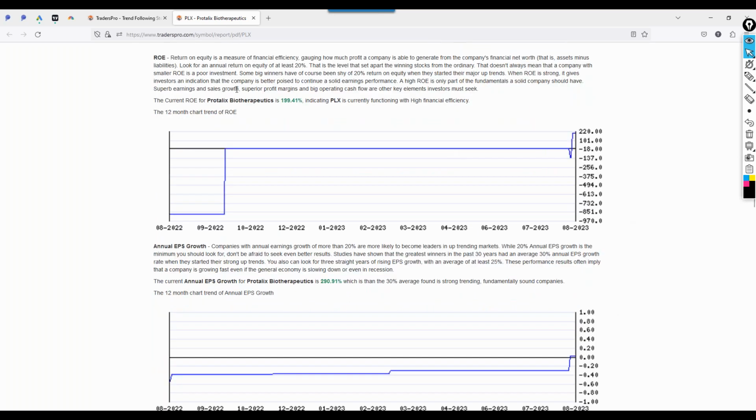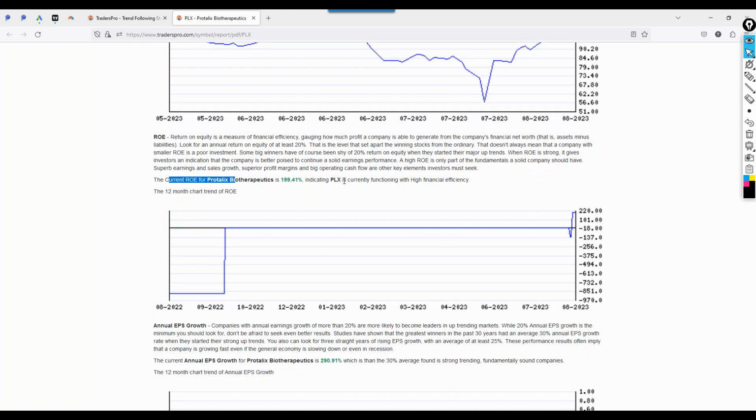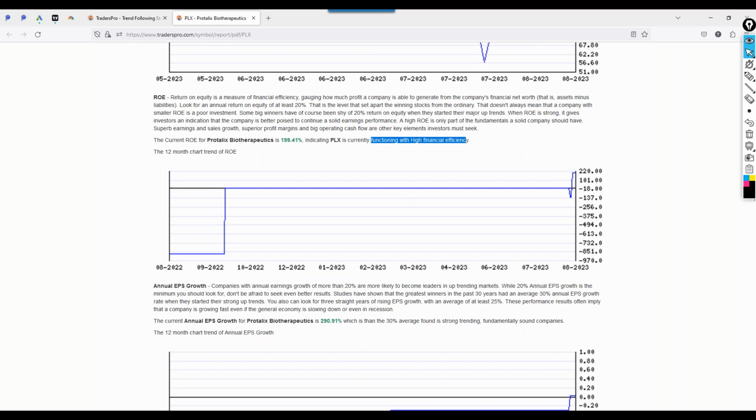So let's look to see, the ROE is typically above 30. And remember what ROE is. ROE is telling us it has high financial efficiency. Management is managing their capital well. And those are really the only three things fundamentally I'm super interested in.